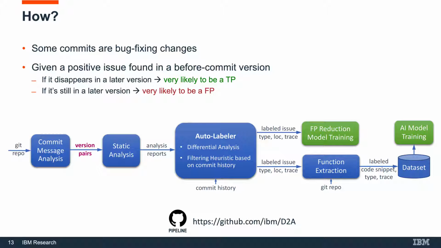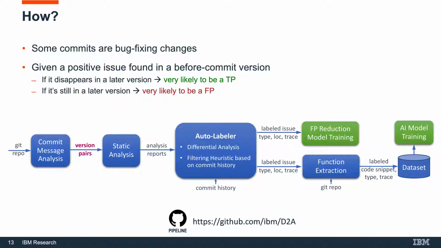Okay, so this chart shows how we generate the D2A dataset. Our intuition is that some commits are code changes that fix bugs. So we identify such commits and run static analysis on the versions before and after such commits. If some issues disappear, they are very likely to be true positives. If an issue detected in the before-fixed version appears again in a later version, it is very likely to be a false positive because it was not fixed.